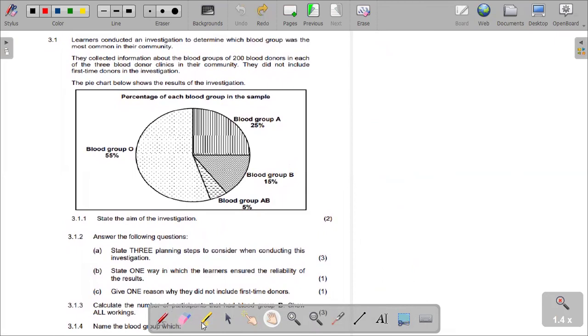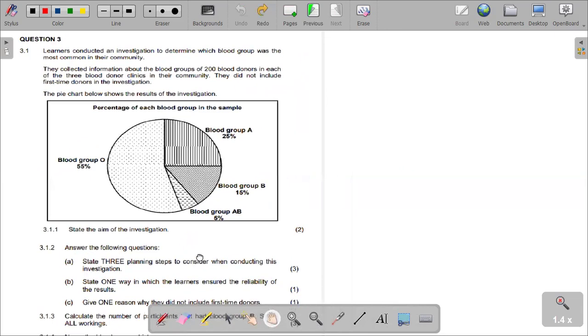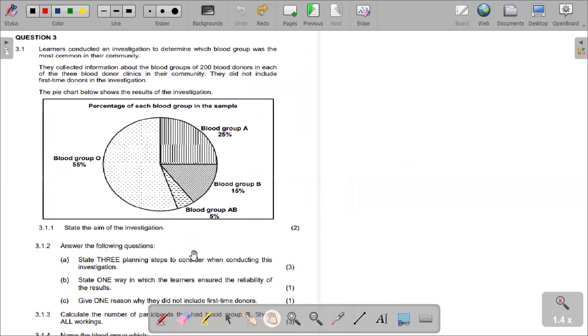Learners conducted an investigation to determine which blood group was most common in their community. They collected information about the blood groups of 200 blood donors in each of the 3 blood donor clinics in their community. They did not include first-time donors in the investigation. The pie chart below shows the result of the investigation.